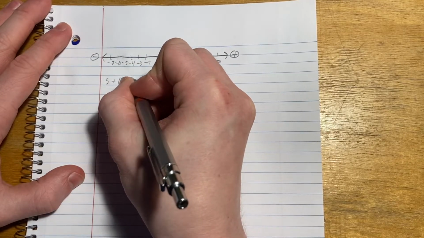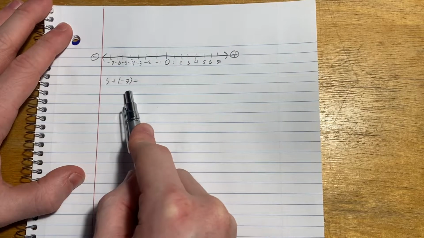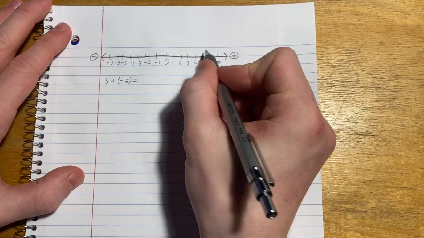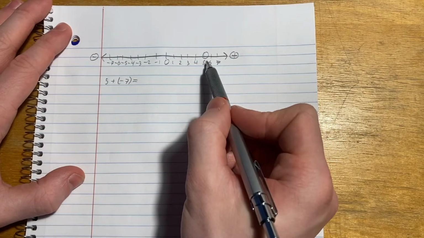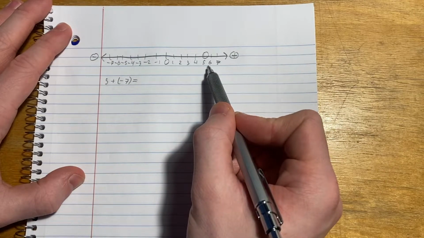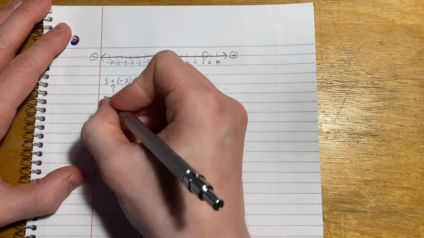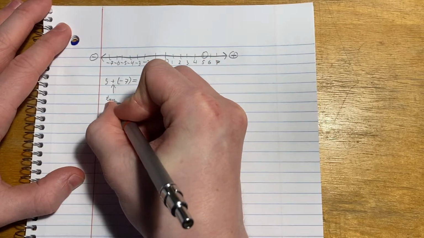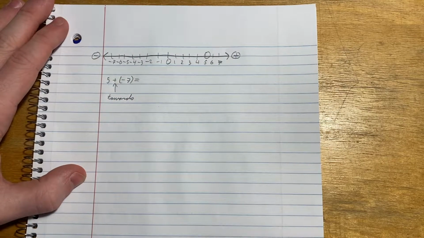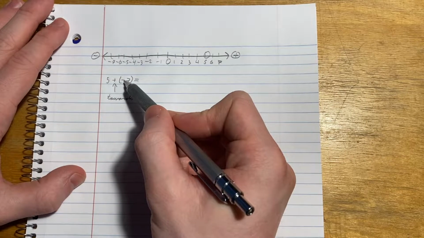So let's start with this question over here, 5 plus -7. Now we can evaluate this question using the number line. First, by identifying where the first number, 5, is on the number line, interpreting the plus as towards, then adding the minus sign to the end.